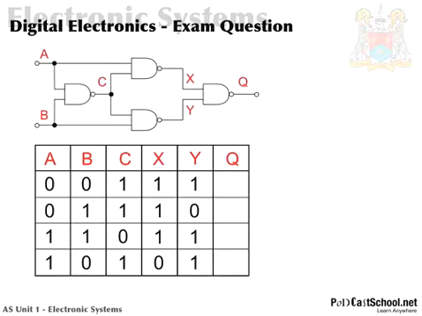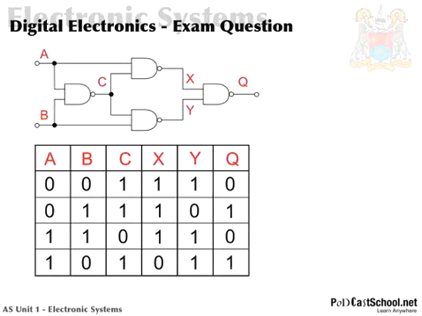Now, what's left? Q, and again Q is the result of X and Y with the NAND function. So let's just go through that. A 1 and a 1 is a 0, a 1 and a 0 is a 1, a 1 and a 1 is a 0, and a 0 and a 1 is a 1.